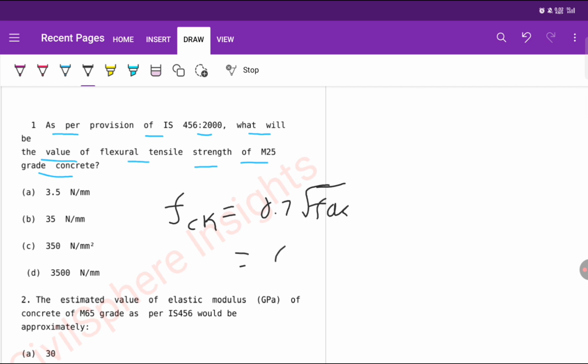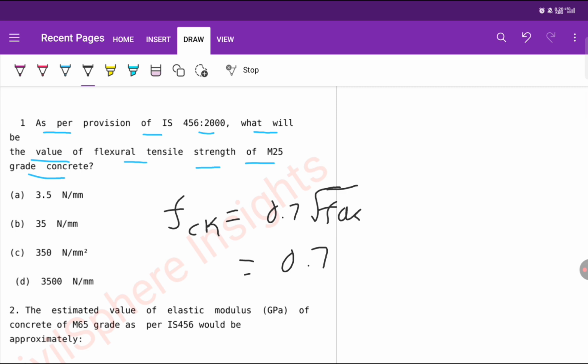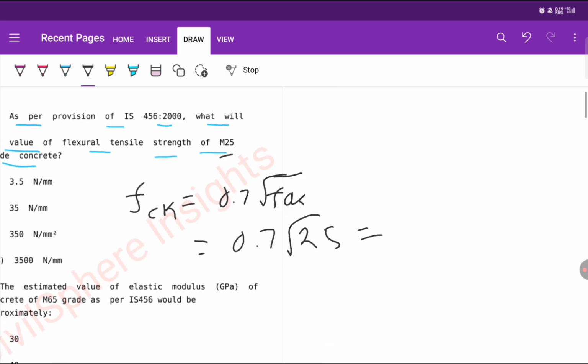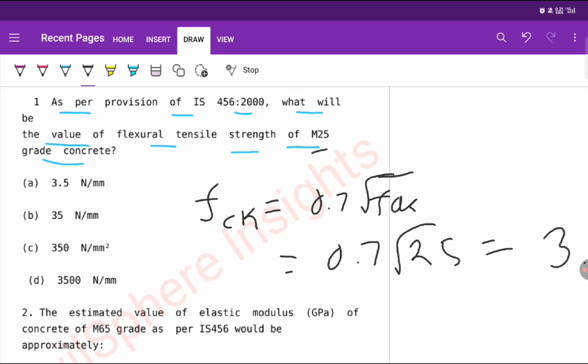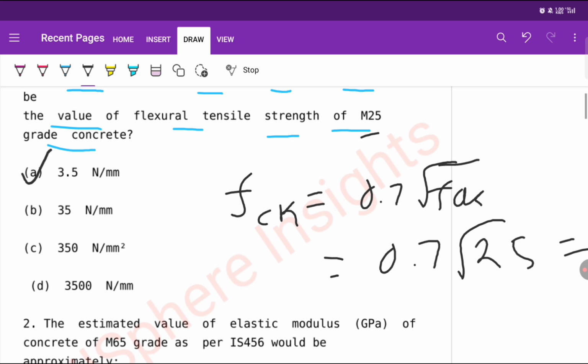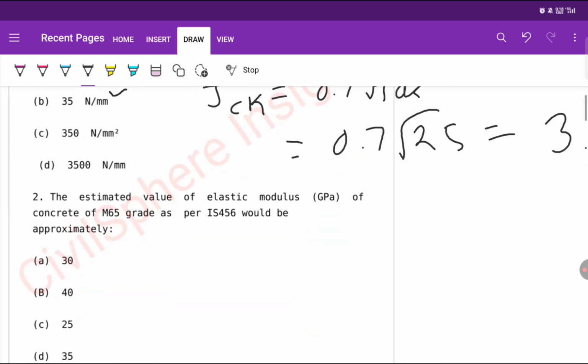So if we put the value of fck here, in our case the grade is M25, so characteristic compressive strength is 25. If we put 25, we'll get the value 3.5 Newton per mm square, right? So the answer is option A. Okay, now coming to the next question.